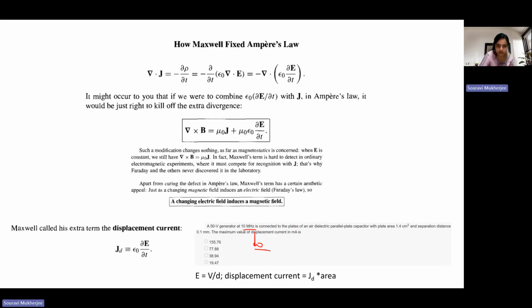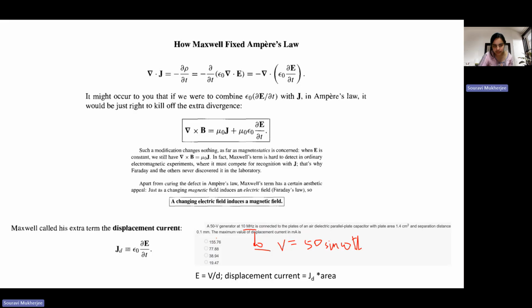So now you know V. For this case, V is something like 50 into sine omega t. Omega is given as 2 pi into 10 to the power 6.